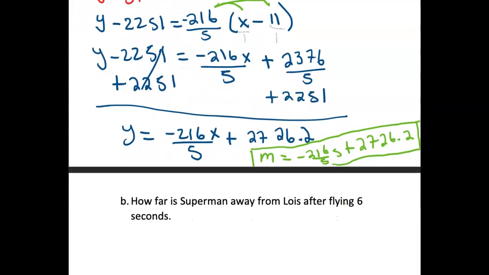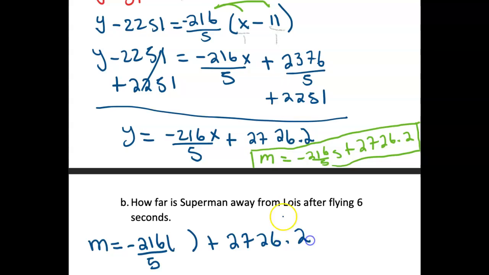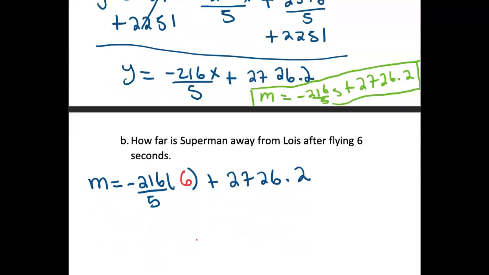Now let's see what the second part of the question is. How far is Superman away from Lois after flying 6 seconds? So using the linear model that we have created, I am simply going to substitute 6 for s and see what the distance is. Okay. I know that we have fractions and decimals. It's okay. It's not like we cannot work with them. We just have to be careful.